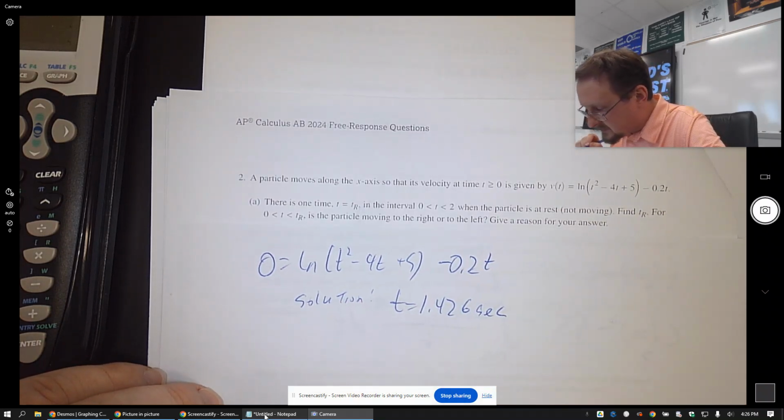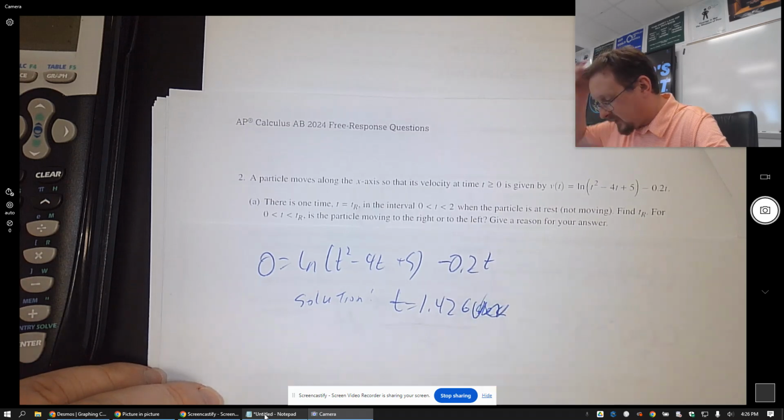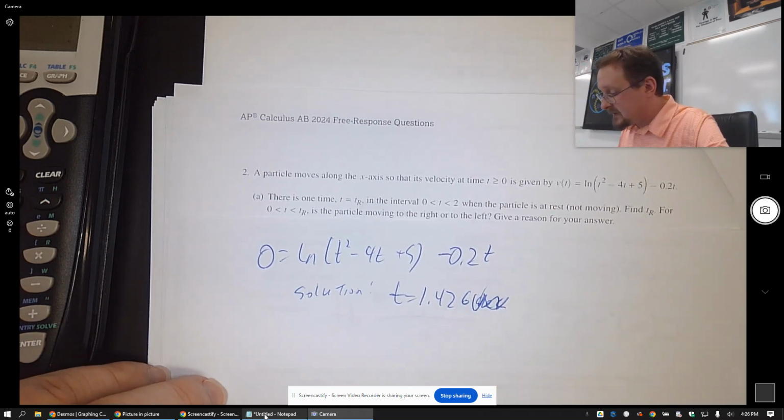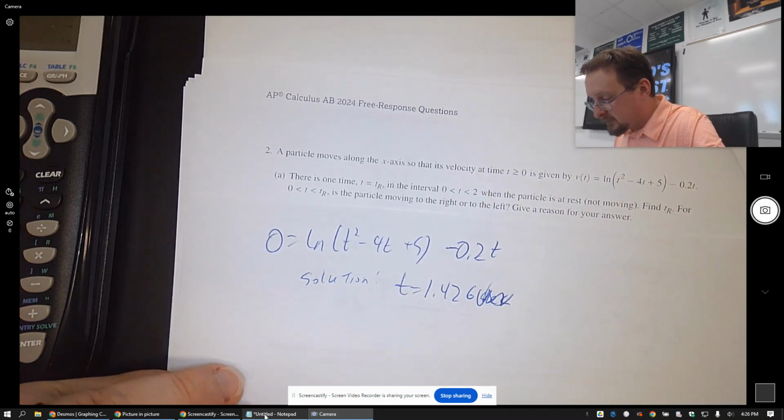Is this seconds? Oh, it's not even given any units. Okay, screw you, you math people. Can't even stand to put units on things. No, you'll never be scientists.